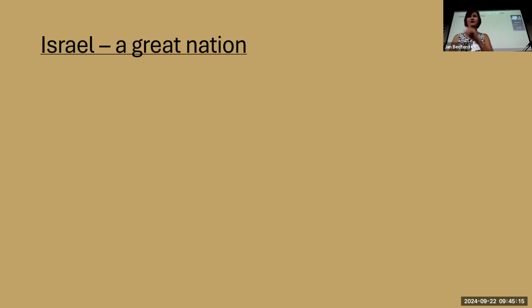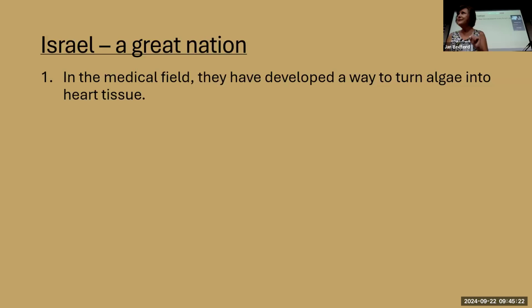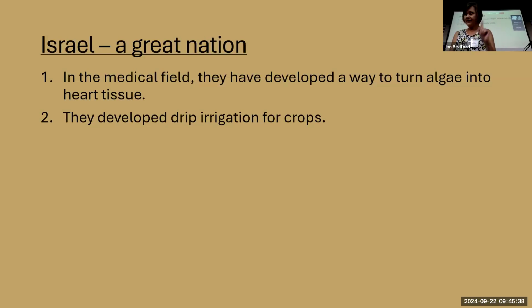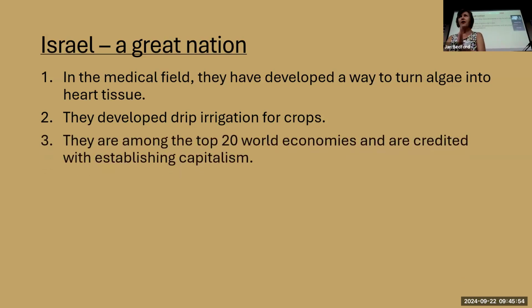Now, I personally find this first one astounding. I was not aware of it until I started researching this. Did you know that Israeli scientists have developed a way to turn algae into hard tissue? I'd say that's impressive. Okay. They are the ones who are credited with developing a system of crop irrigation, drip irrigation for crops. So that was also very impressive as far as the advances that it has brought to the world. Look at number 3. It's a small nation, yet they are among the top 20 world economies, and they're credited with establishing capitalism.